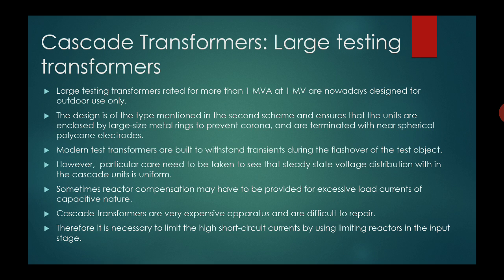Cascade transformers are very expensive apparatus and are difficult to repair. Therefore, it is necessary to limit the high short circuit current by using a limiting reactor in the input stage. So why do we need a limiting reactor? In order to limit the high short circuit current.